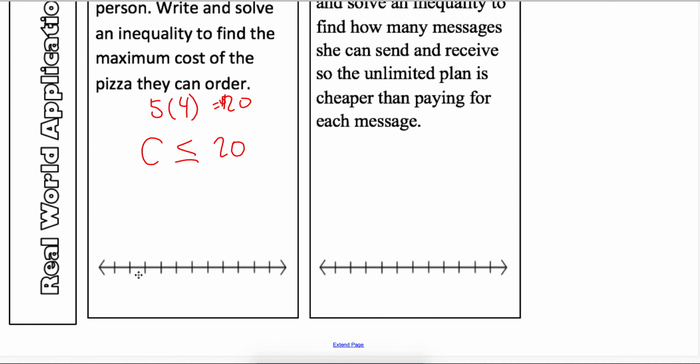Pretty fun one. Let's graph it. 10, 11, 12, 13, 14, 15, and 20. Okay, at most, we're going to put a closed dot on 20 as there's a line underneath. And we are going to the left. We can spend less than $20, but we can spend at most 20.